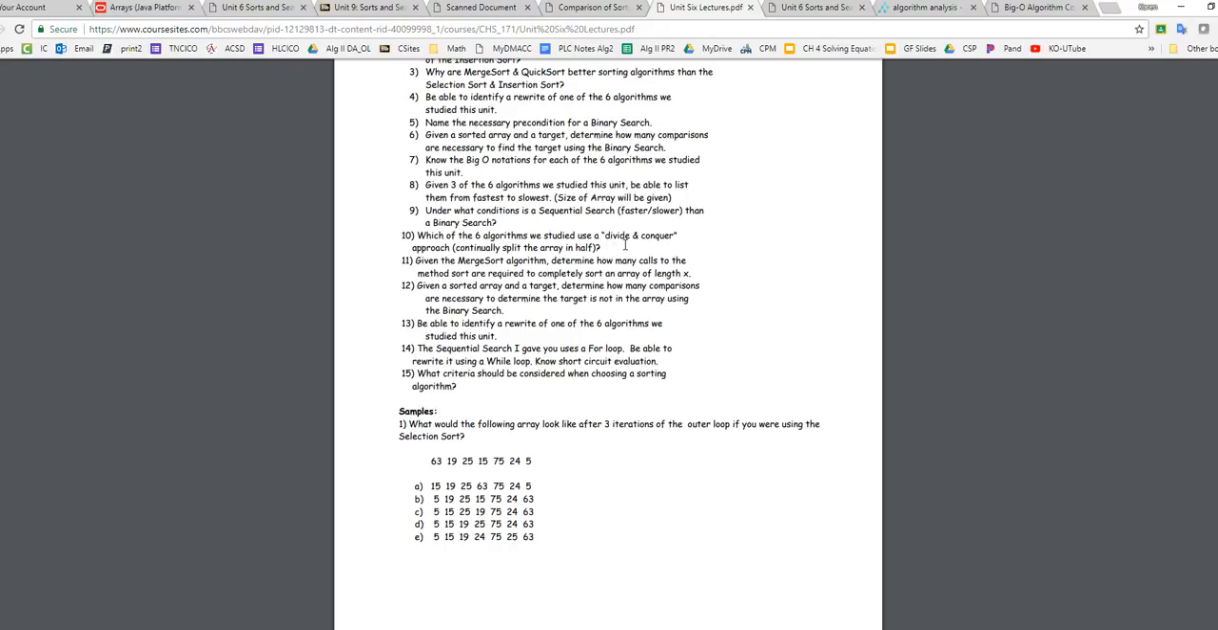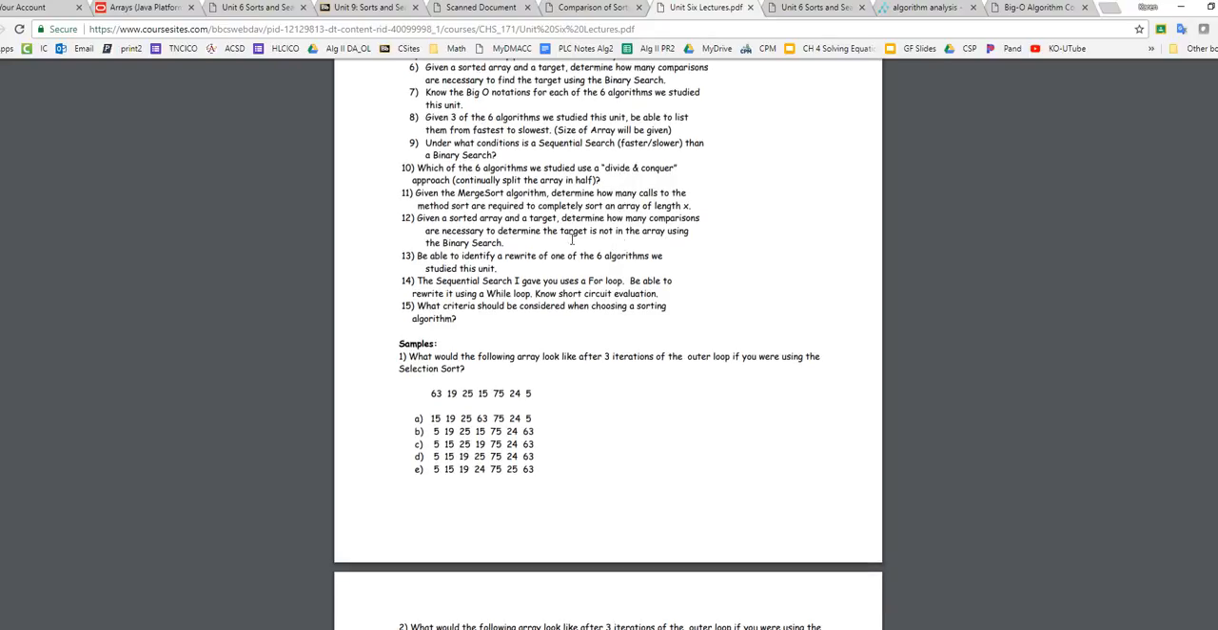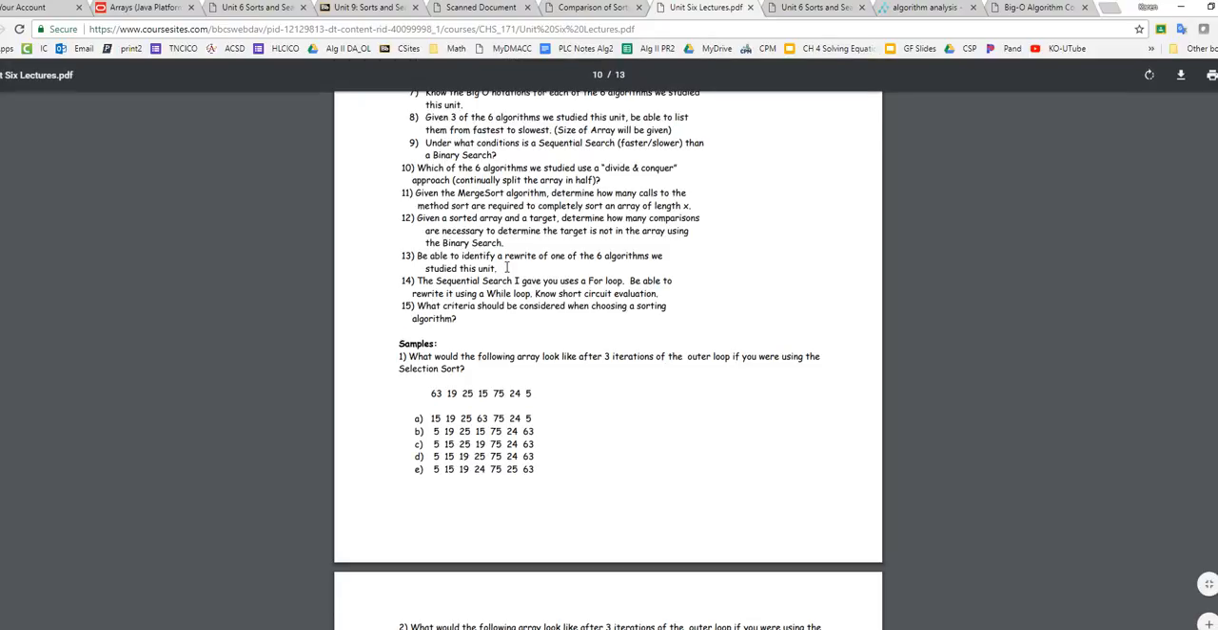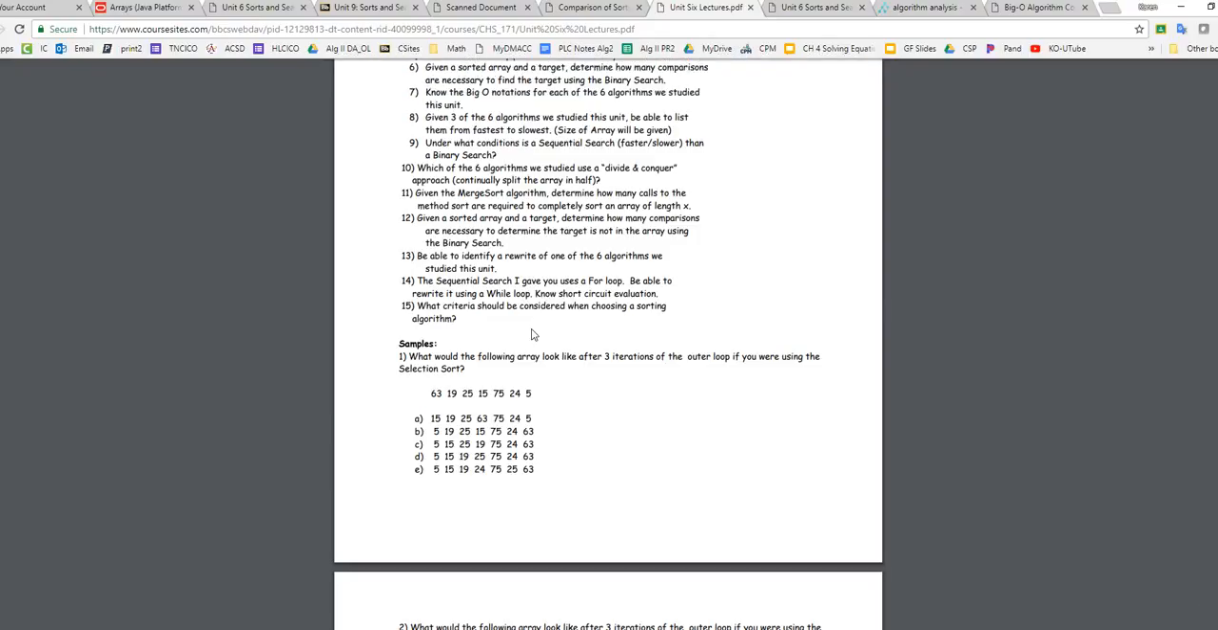Which of the 6 algorithms is a divide and conquer? So any of them that split in half, like the merge sort, the quick sort, and the binary search are your divide and conquers, okay? And then we've talked about 11 and 12, and then be able to identify or rewrite. We kind of already alluded to that. And then the sequential search I gave you uses a for loop, be able to rewrite it using a while loop. And be sure to understand that if you're using a while loop, you always have to check to see if you are at the end of the array before you do your comparisons, because you don't want to go outside of array bounds, okay?